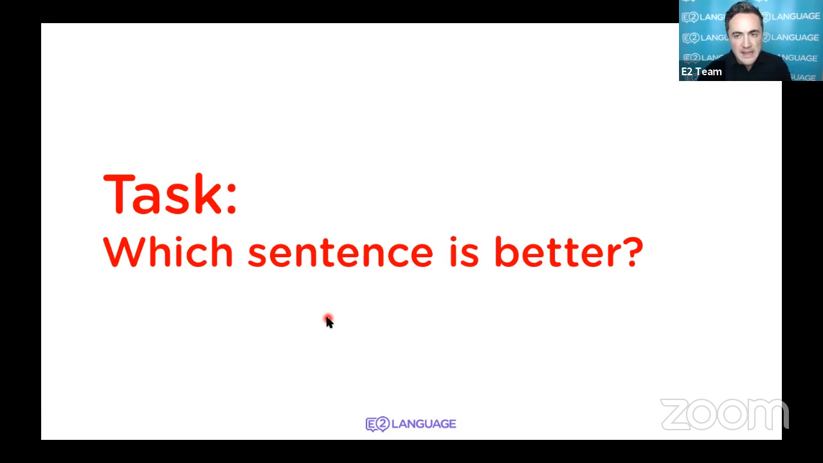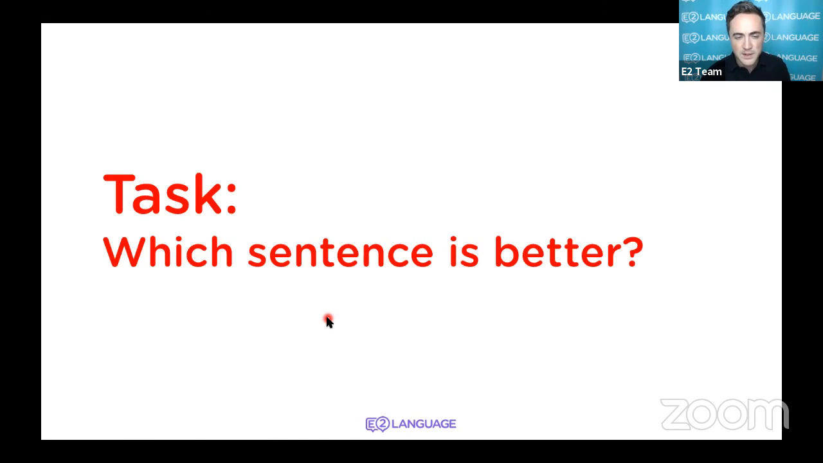Sometimes either sentence will be fine. An active sentence or a passive sentence will be okay. That's fine. It's just up to you. Sometimes you really need to write an active sentence because a passive sentence won't make sense. Sometimes you need to write a passive sentence because an active sentence won't make sense.